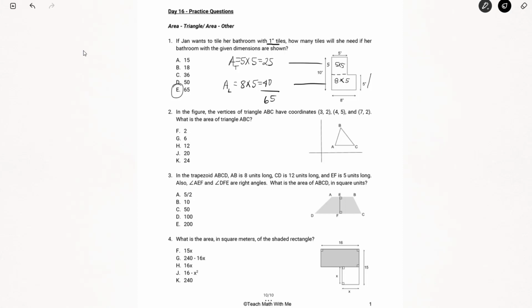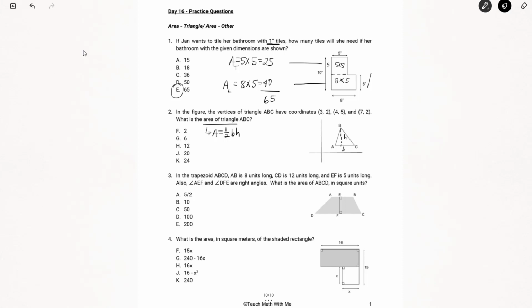Question number 2, in the figure, the vertices of triangle ABC have coordinates 3, 2, 4, 5, and 7, 2. What is the area of triangle ABC? So since we're doing area of a triangle, the first thing I want to think about is what is that formula? And remember, for a triangle, it's 1/2 base times height. So if I know the base and the height, I can do that. When I'm looking at this triangle between A and C, that's going to give me my base. I don't have a right triangle, but I can make one, and that will give me my H.